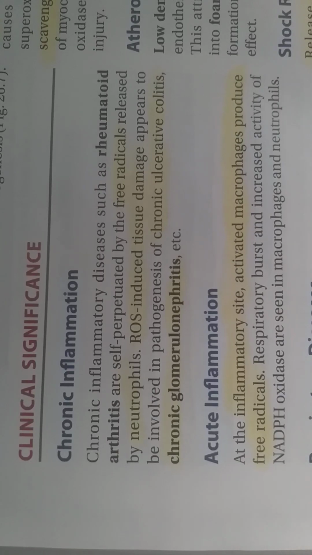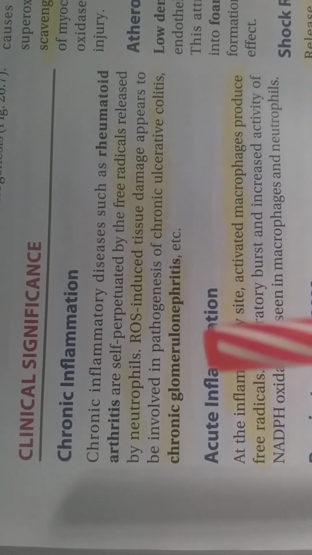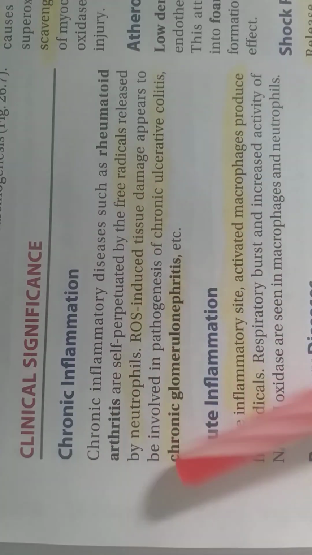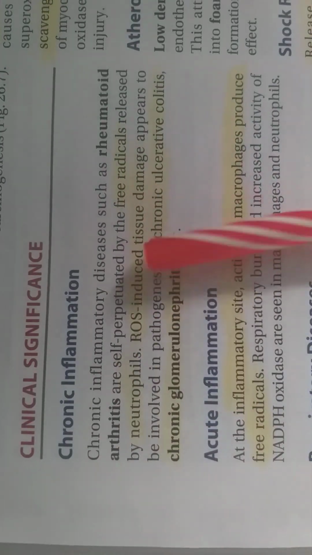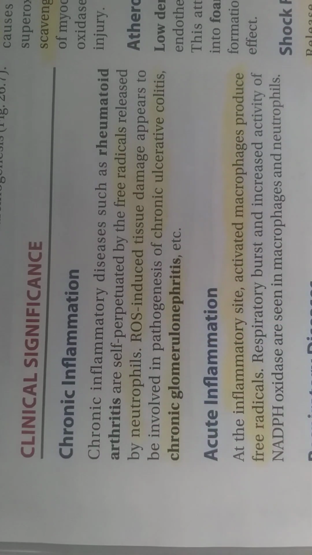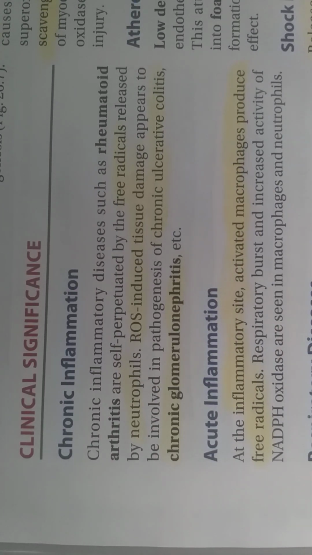So now let's discuss the clinical significance. The first one is chronic inflammation. Here in chronic inflammation, chronic inflammatory diseases such as rheumatoid arthritis are self-perpetuated by the free radicals released by neutrophils. So in this condition, the neutrophils release free radicals which themselves disturb the constant condition of the body.